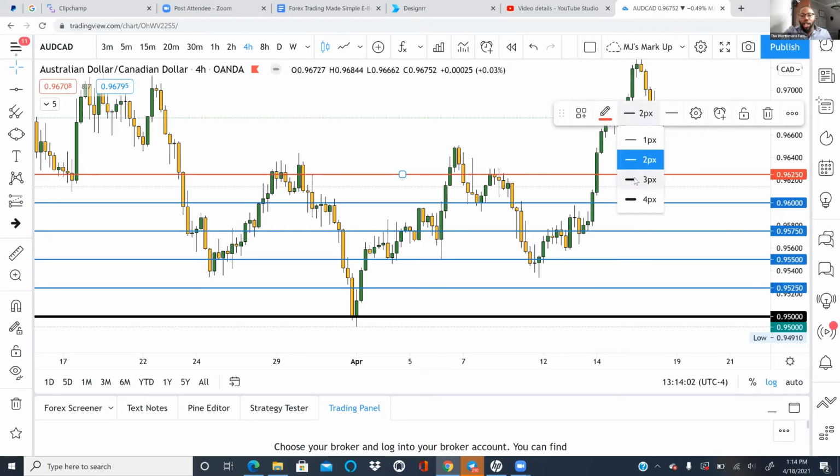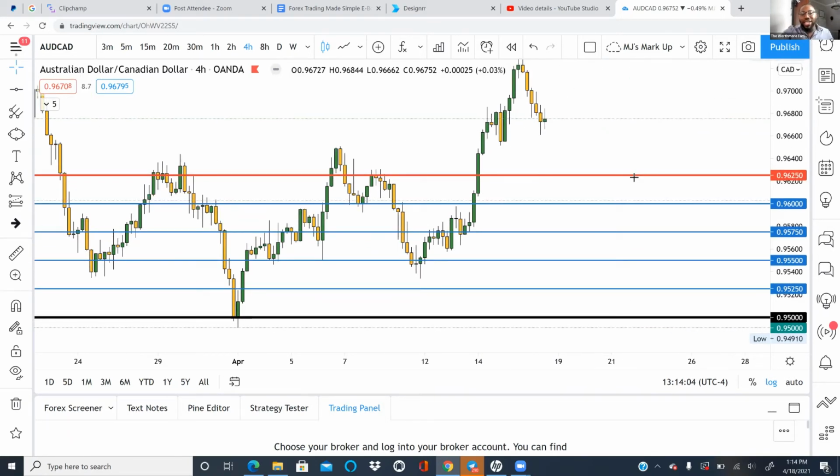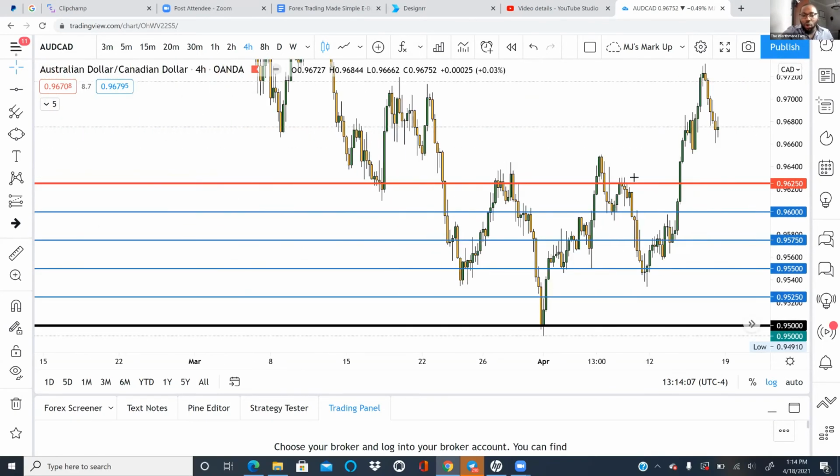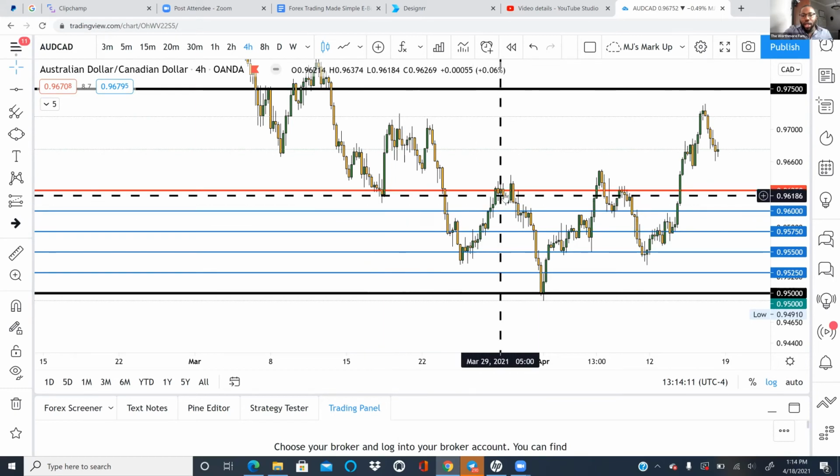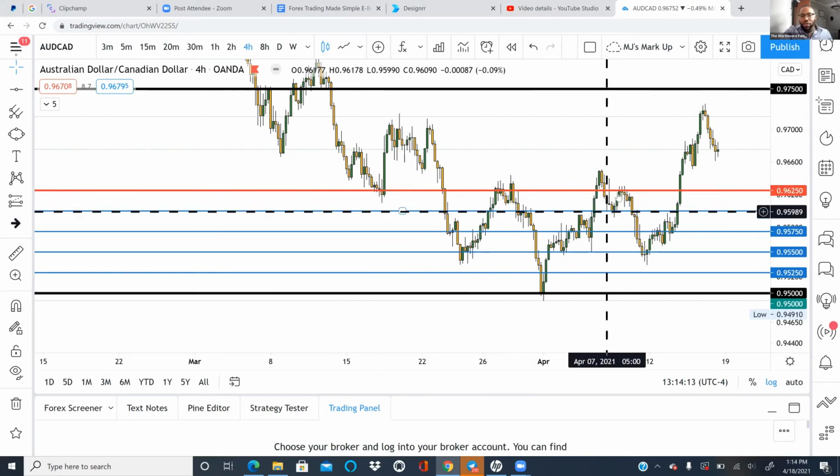And I always try to make sure I mark that one up in red so that I can pay attention to it, because if you check historically, it's an area that can act as, check it out, support right here, acts as resistance right here, resistance right here, resistance right here.